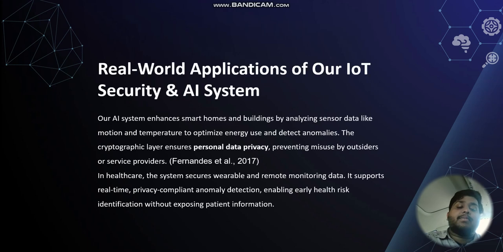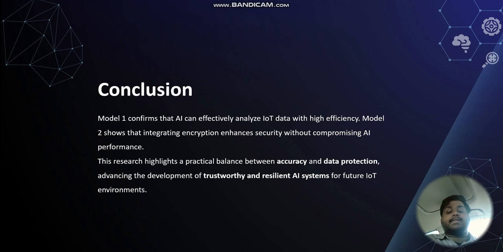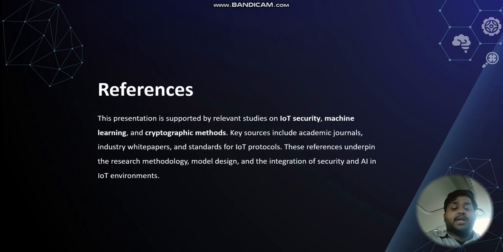This project is currently limited by use of symmetric encryption only, no real-time streaming, and limited dataset size. In future, this system can be improved by adding RSA key exchange, deep learning models, blockchain-based IoT security, and real-time anomaly detection. This project proves that AI can analyze IoT data effectively, and cryptography can protect that same data without destroying performance. Security and AI must work together in future AI IoT systems.